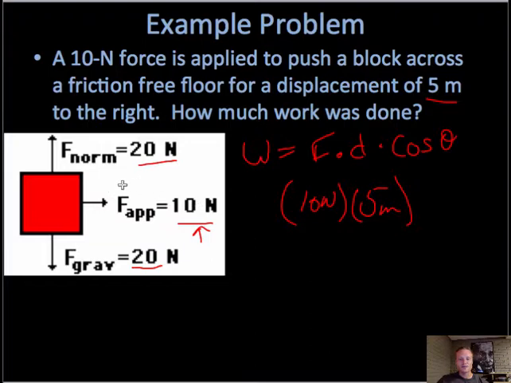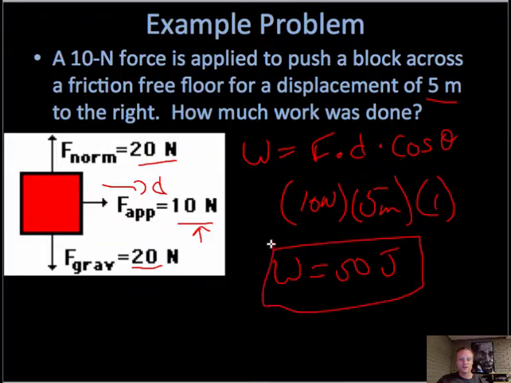So the applied force and the displacement are in the same exact direction, the whole 9 yards. So cosine theta is just going to be 1, because the cosine of 0 degrees is 1. So this is actually a pretty easy problem. 10 times 5, the work is 50, and the units of work are the joule. So 50 joules of work would be required to move this box across a friction-free floor.